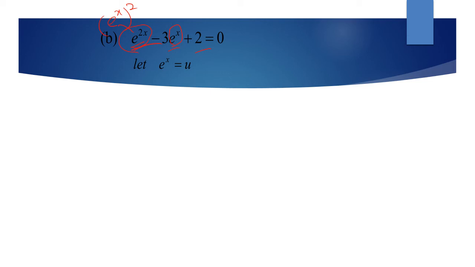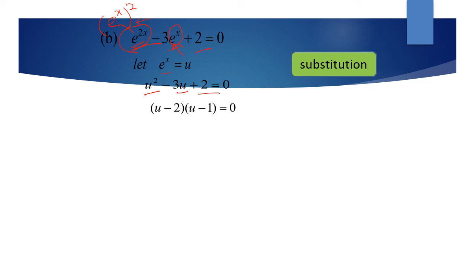By letting u equal to e to the power of x, the next equation, by using substitution, will be u square minus 3u plus 2 equal to 0. So we can solve the quadratic equation as usual. We have u minus 2 multiplied with u minus 1 equal to 0. So u equal to 2 and u equal to 1. This is not the final answer. What we should do is to replace back u with e to the power of x.